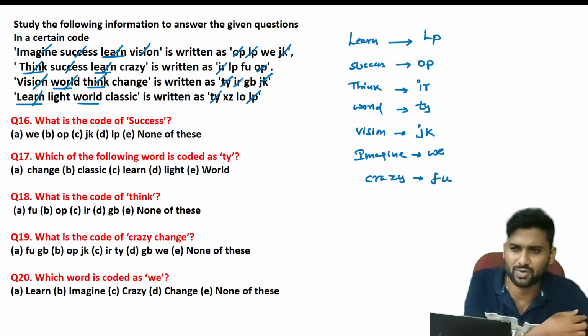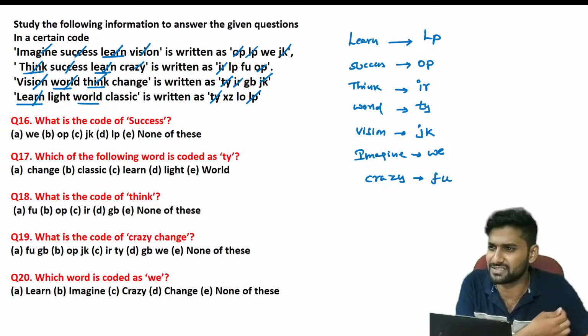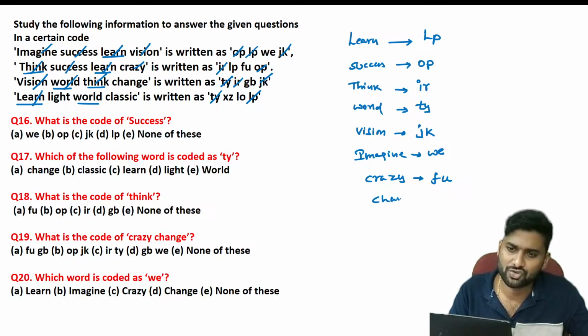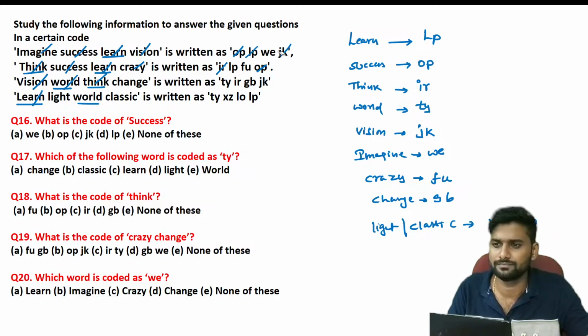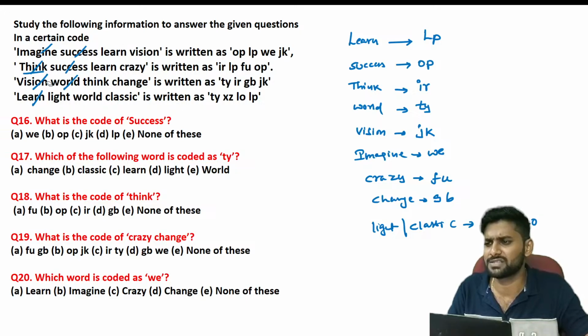Why? Because you already know that LP is LR. Yes, we are done with this part. You will get the change code language. Change is GB. But if you observe, there is no word which is repeated for light and classic, so we are not sure whether it can be ZO or LO. Hope it's clear. Just a simple concept, guys. If words are repeated, definitely the code language is repeated.